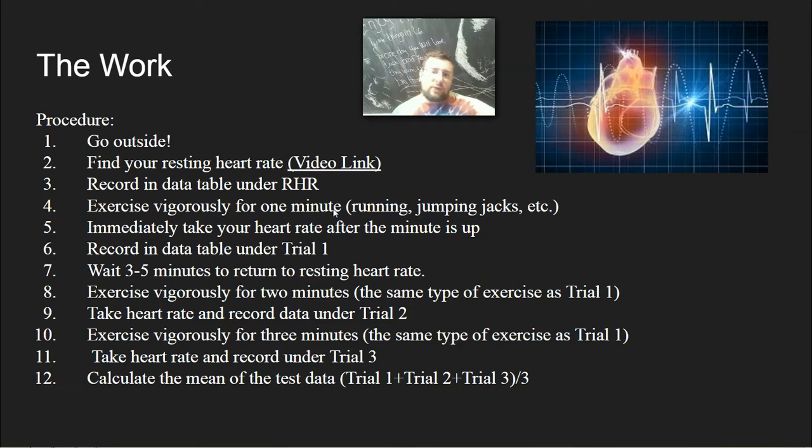Then wait 3 to 5 minutes, maybe even 10 minutes, to have your heart rate go back to normal. And then repeat the exercise and record the data on trial 2. And then do it again for trial 3. Remember to rest before you actually exercise again. Once you are done, calculate the average heart rate during exercise by doing trial 1 plus trial 2 plus trial 3, and then divide it by 3. That's essentially what you do to collect the data for the experiment.